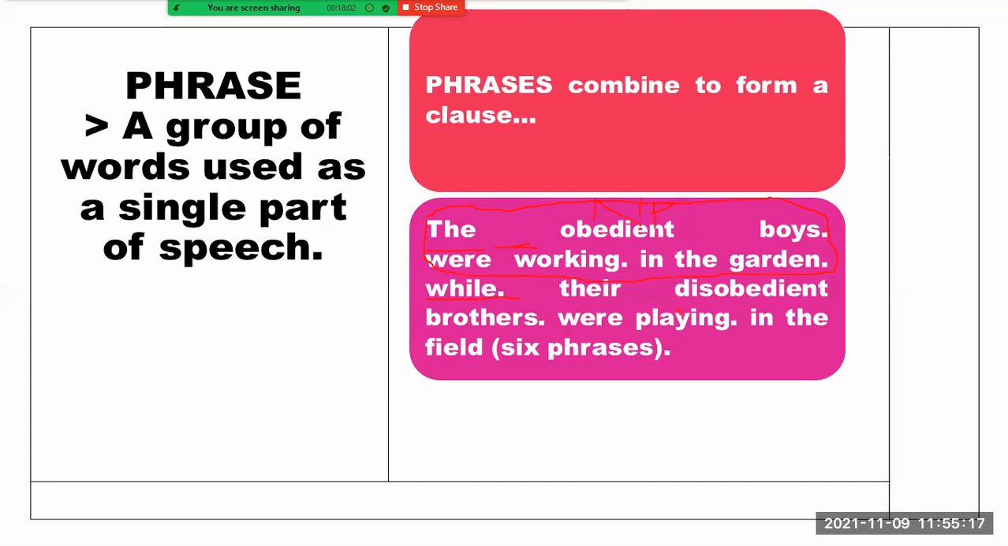And then in the second clause, we have a subordinator here, a subordinating conjunction here, attached to 3 other phrases. They are disobedient brothers, noun phrase. We are playing, verb phrase. In the field, prepositional phrase. So again, we have 3 phrases joined with a subordinating conjunction to form a subordinate clause. All right. So phrases combine to form a clause.